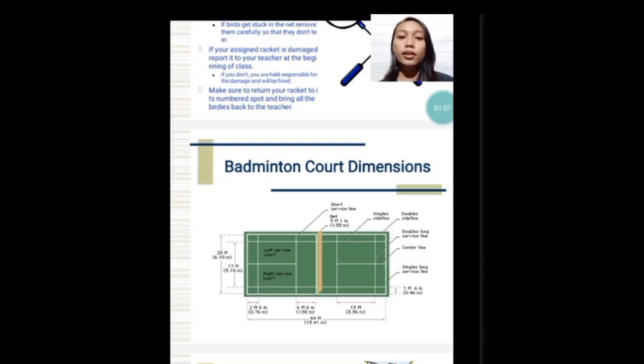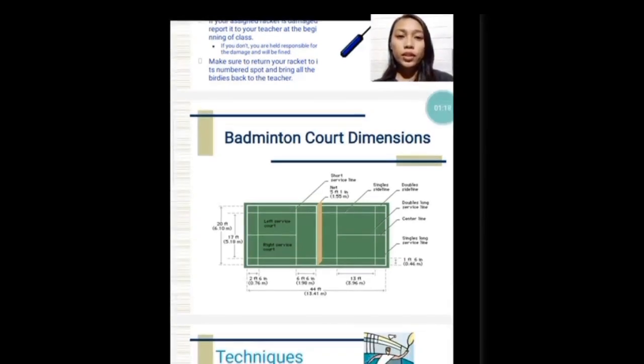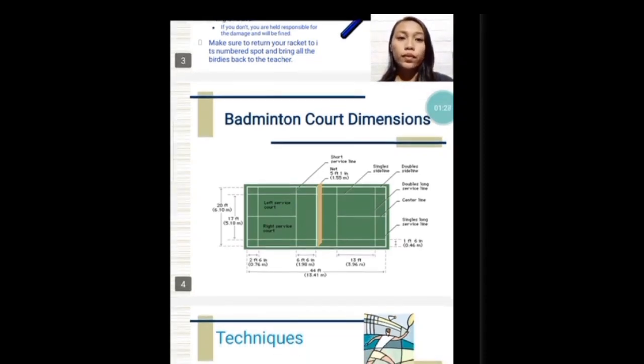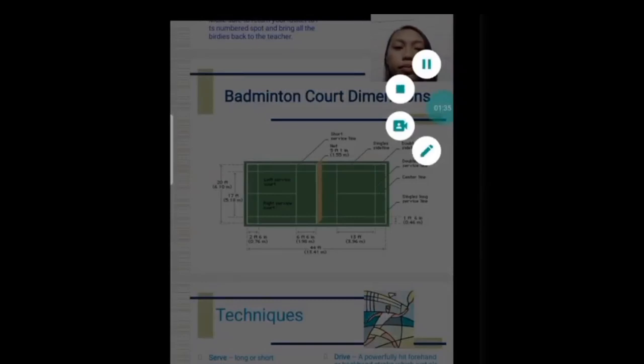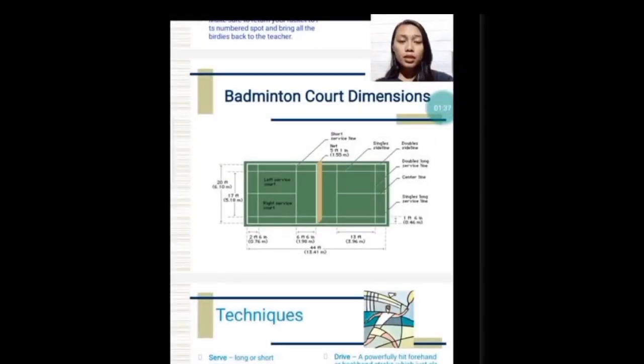Next is the shuttlecock. It is formally called shuttlecock. It is also called bird or birdie. Originally, it is made of 16 goose feathers and is firmly fixed in a leather-covered cork head. It weighs from 4.74 to 5.50 grams. It may be made of feathers, plastic, or nylon.